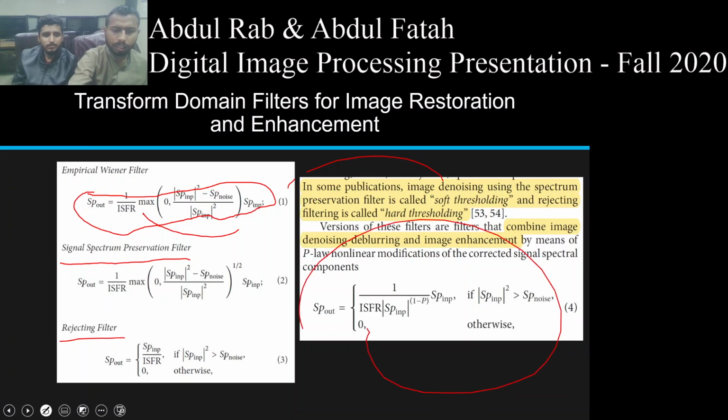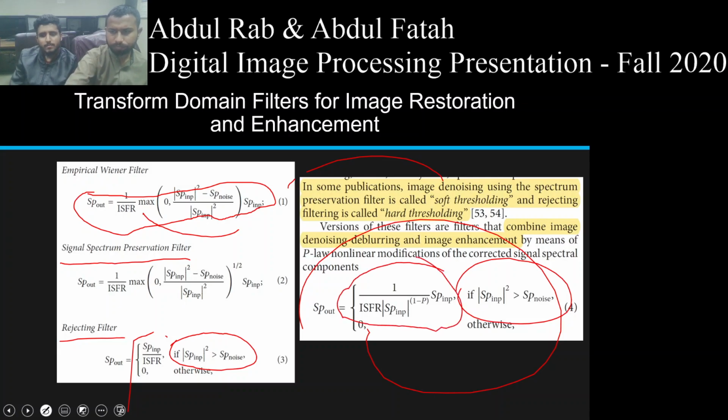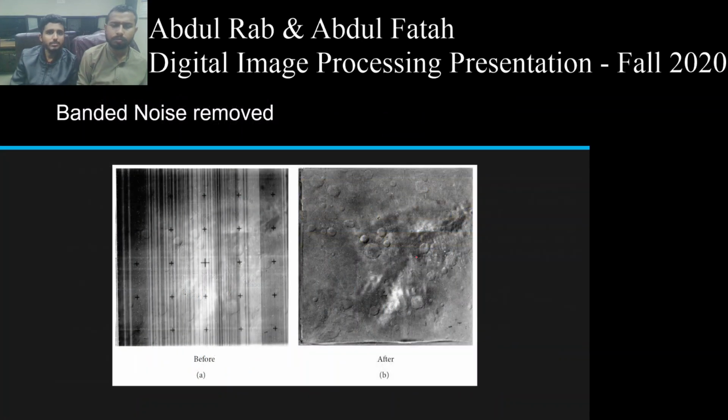In this we can see that if this S input square is greater than SP noise, we will have this S input divided by SFR, otherwise we will have the same 0. Next. So coming to the next slide.